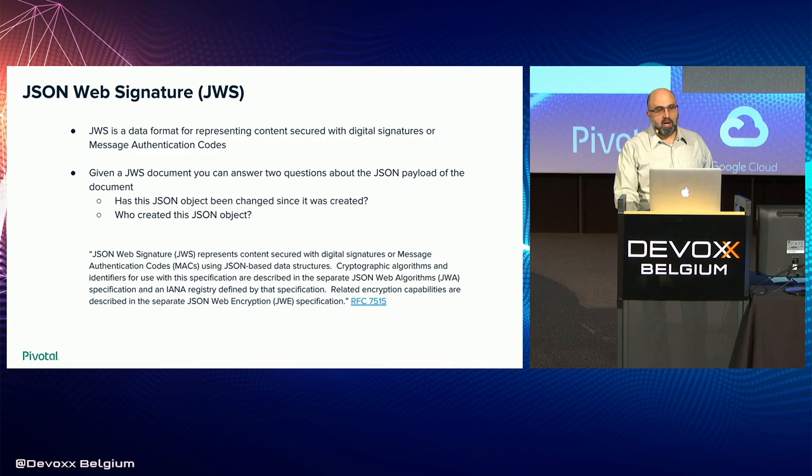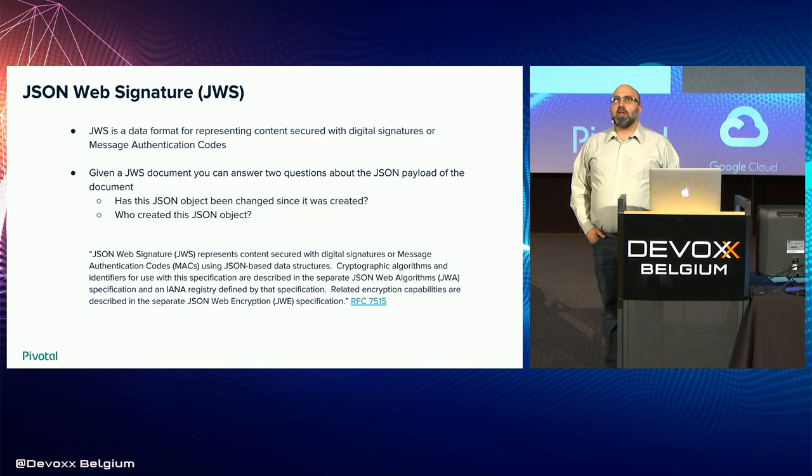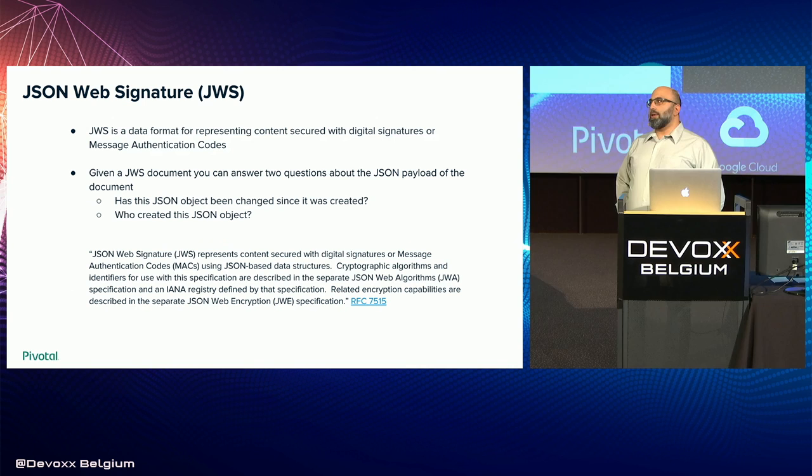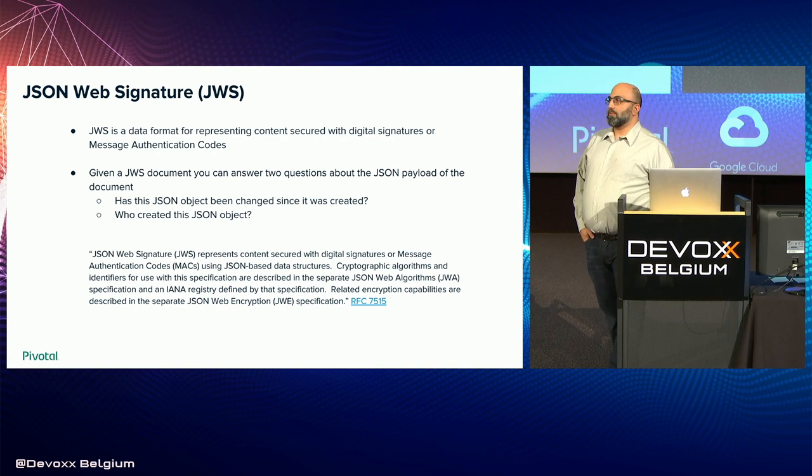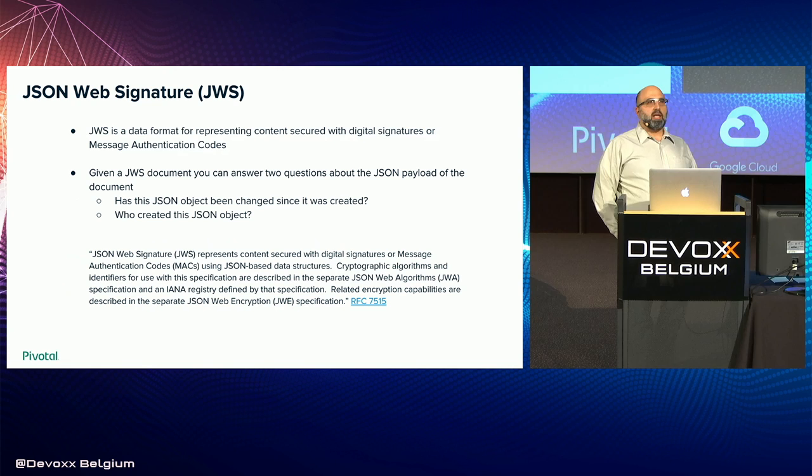The next one up is JSON Web Signature, which is basically a way for you to answer two questions about a piece of JSON. If somebody hands you a piece of JSON, you can ask two questions of it. One, has this JSON been tampered with since I've received it, before I got it? And the second question that you can answer with it is, who actually created that JSON object? Now, these are two very useful properties which you get by traditionally using digital signature algorithms.